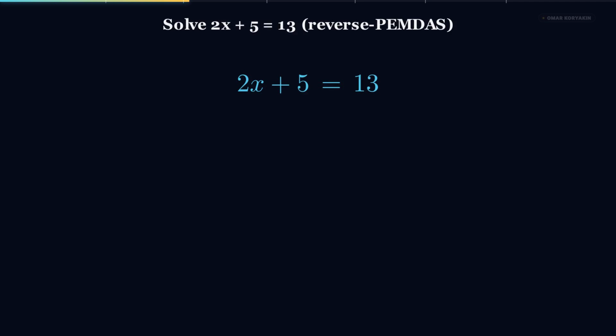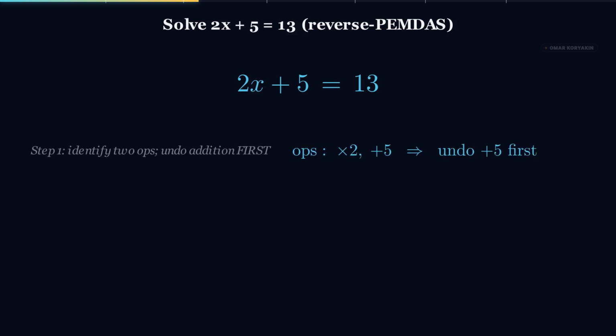The variable x is hidden behind both a multiplication by 2 and an addition of 5. Two operations stack on x, and the solving procedure applies the inverses in reverse PEMDAS order. Undo the addition first, then undo the multiplication. Step 1. Identify the two operations currently applied to x. The expression 2x plus 5 contains a multiplication by 2 on x and then an addition of 5 on top.